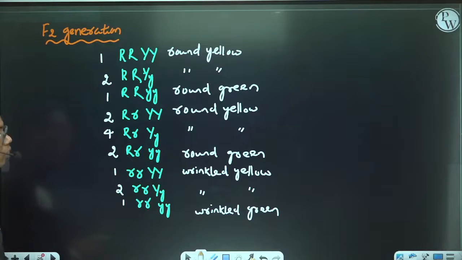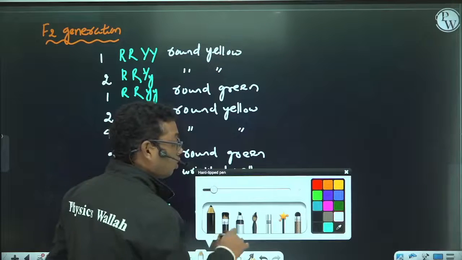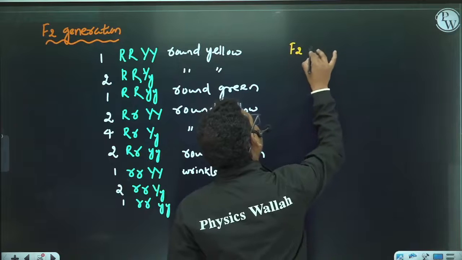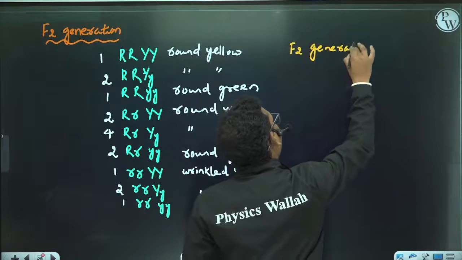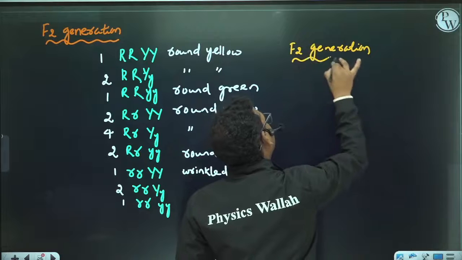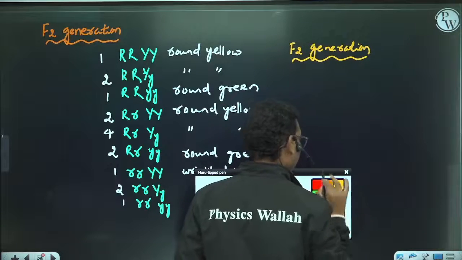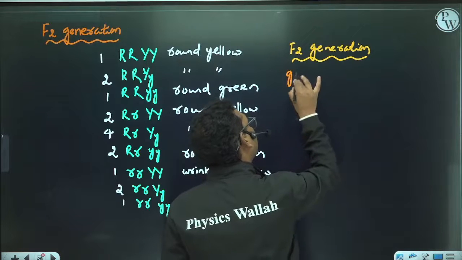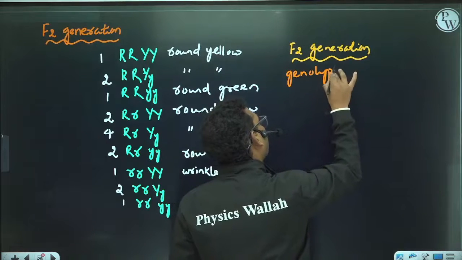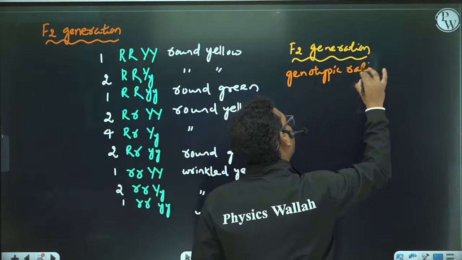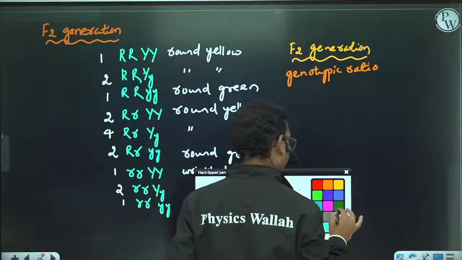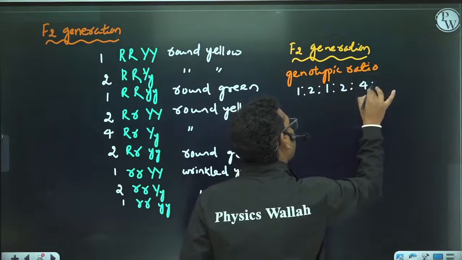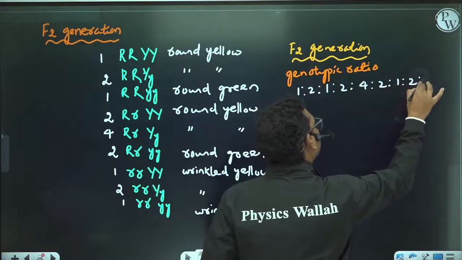So the genotypic ratio is 1 2 1 2 4 2 1 2 1. So what about the phenotypic ratio? The phenotypic ratio, the 4 different types of phenotype are produced. So I will write here in F2 generation of dihybrid cross, the genotypic ratio is 1 2 1 2 4 2 1 2 1.